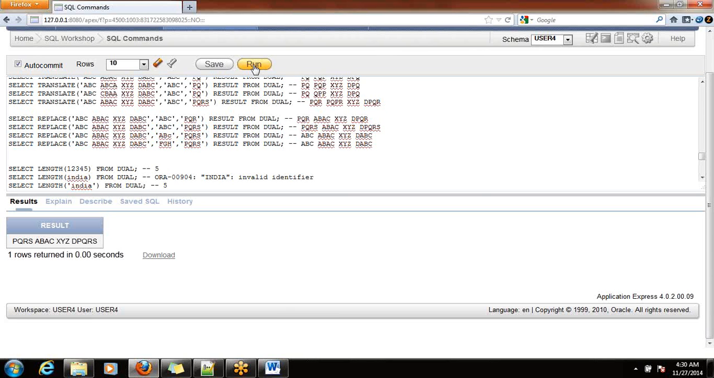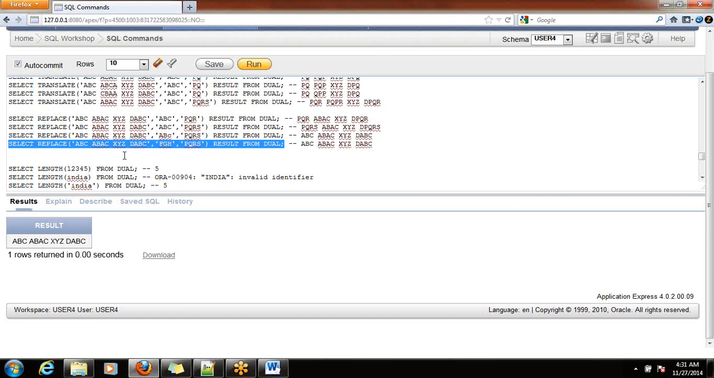Third one. A, B, small c I tried. Small c, but there is no small c, so it won't replace. Case sensitive. Next, replace. Look there, FGH. Of course, FGH is not available, so it won't replace. As it is, it gives.